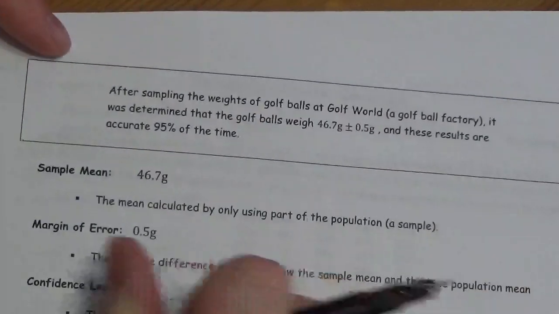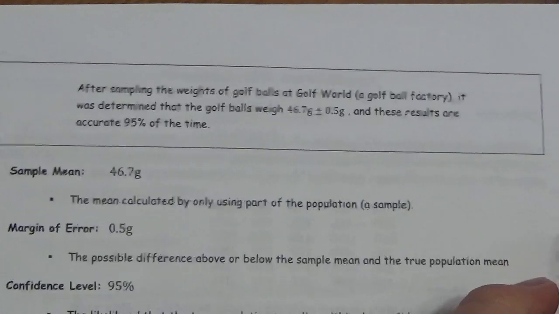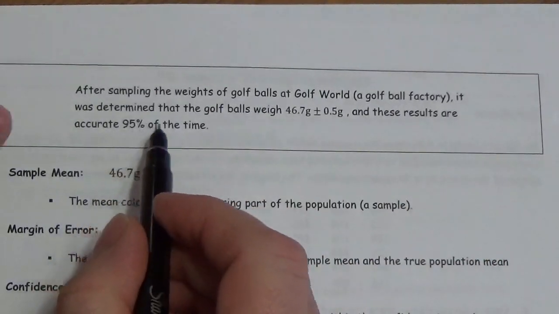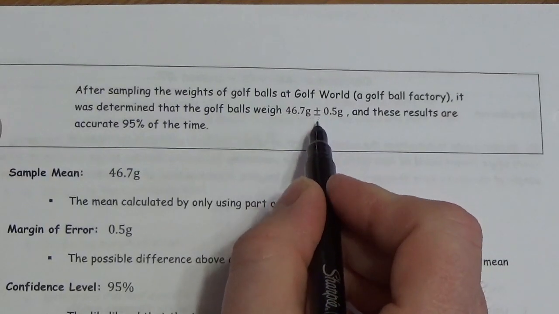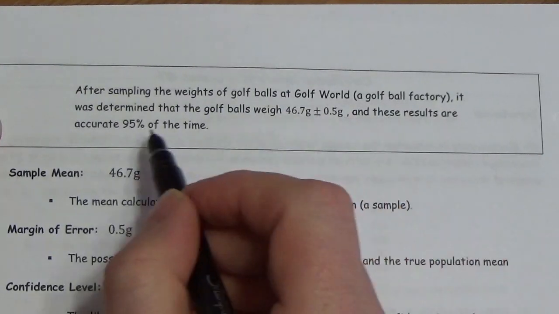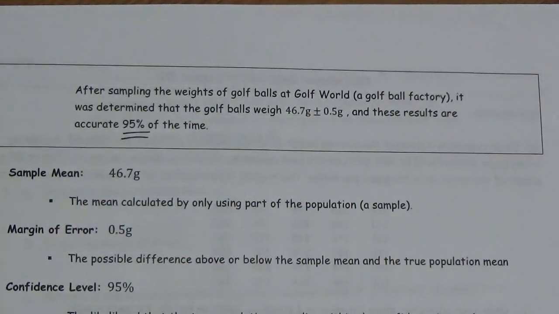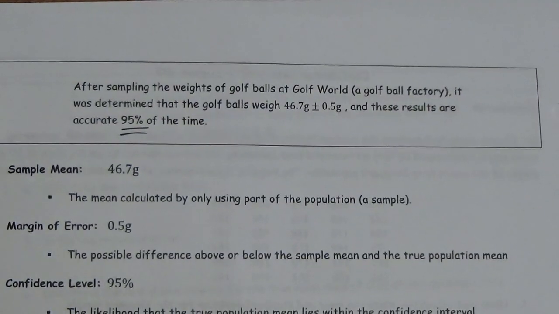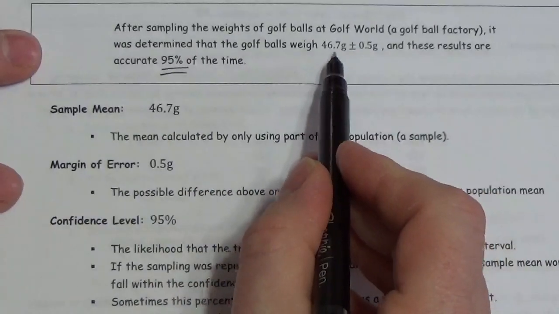So, after sampling the weights of golf balls at Golf World, Golf Ball Factory, it was determined that golf balls weigh 46.7 grams plus or minus 0.5 grams, and that these results are accurate 95% of the time. So now, again, this is the confidence interval that I'm giving you here. The mean that we're talking about here is this 46.7.